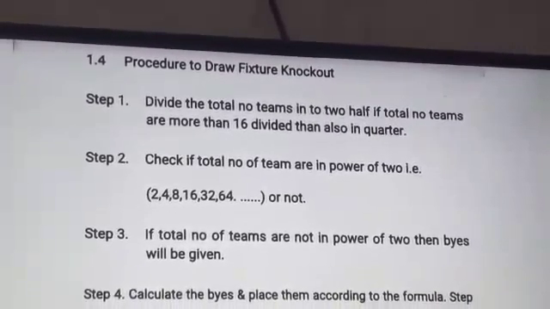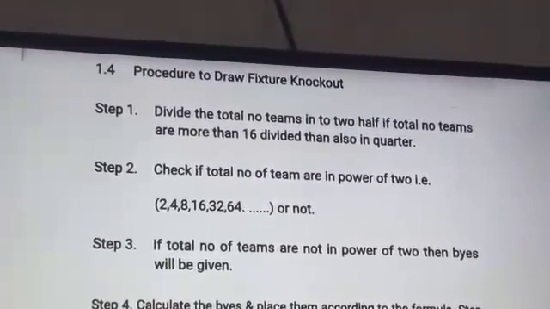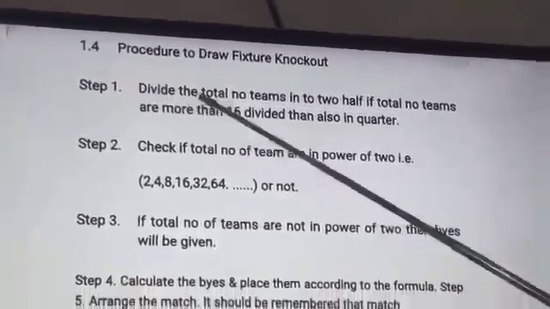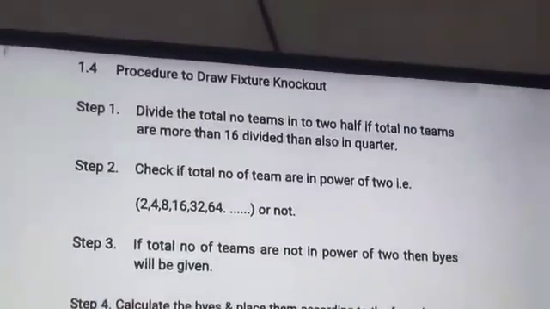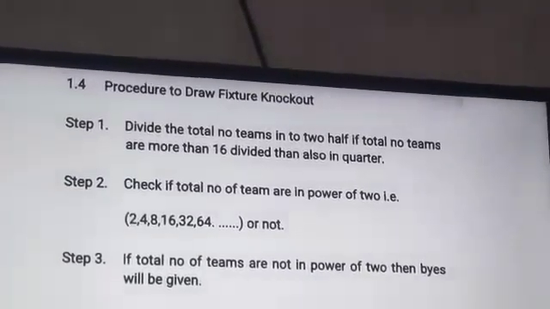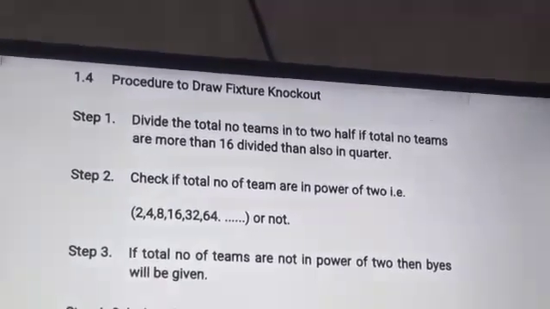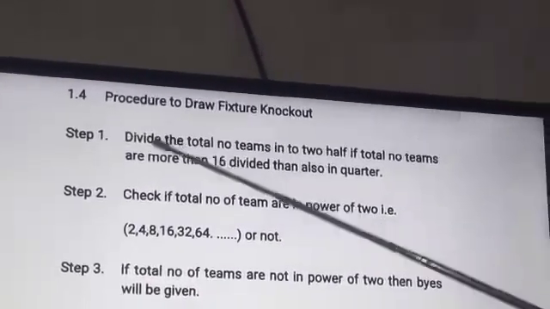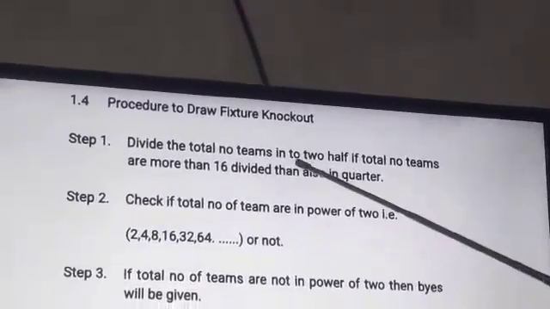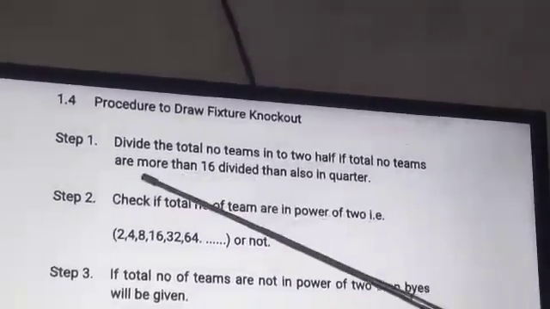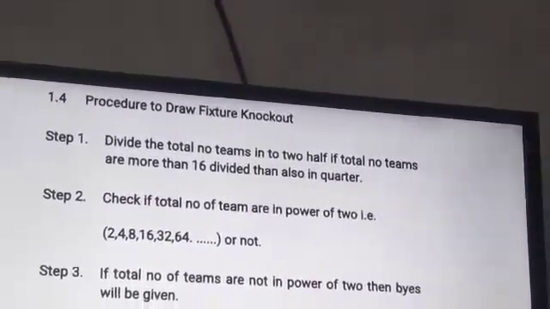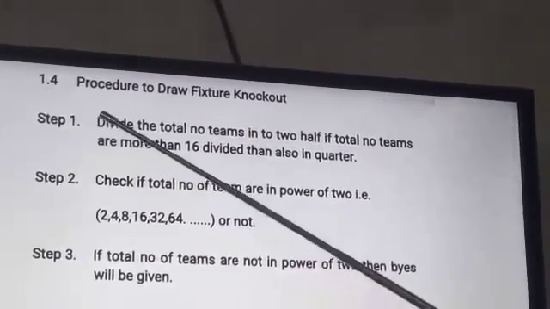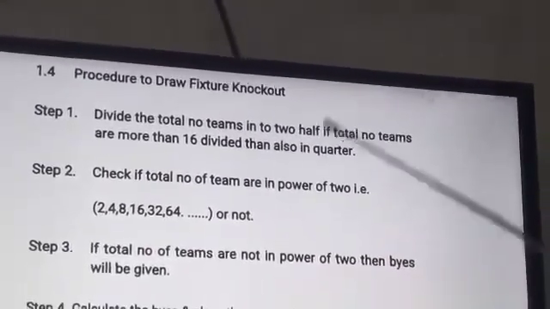In a knockout tournament, in what way do we draw a fixture? Step 1, we note the teams. After that we will go through an example to understand it better. Divide the total number of teams into two halves. If the total number of teams is more than 16, divide into quarters also. Means if there are 11 teams, then divide into two halves.